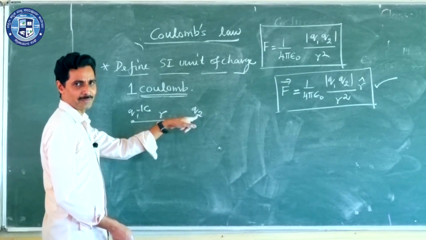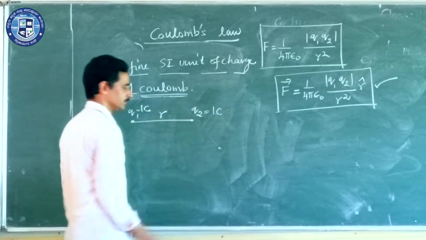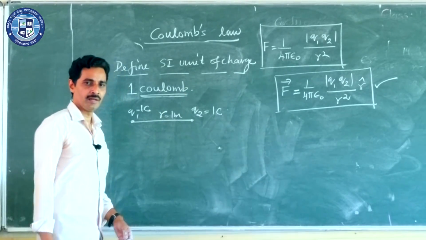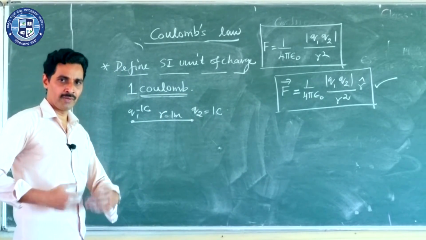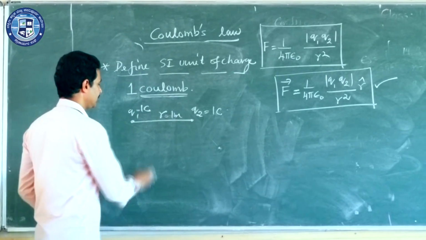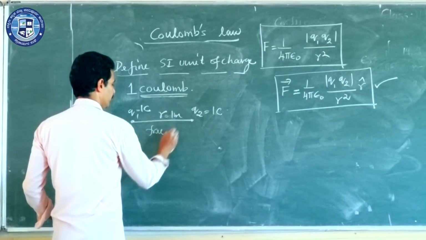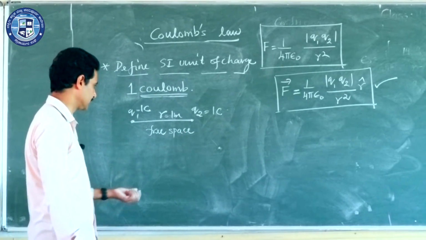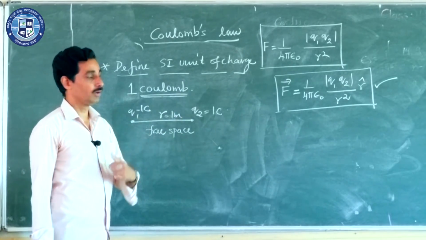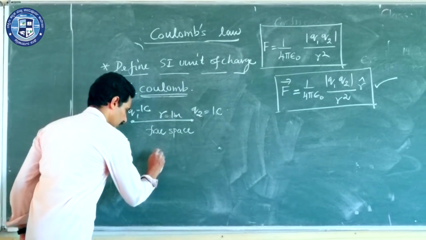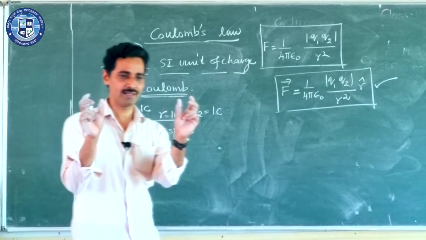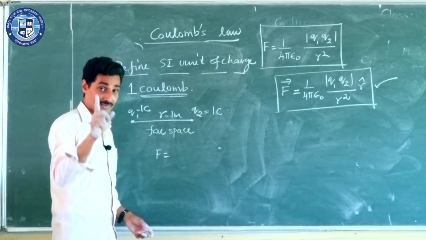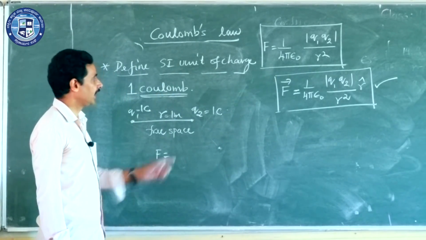Why take this as some other charge? Take this also as 1 Coulomb. Now, keep them separated by a distance of 1 meter. Enough. We will make it very convenient, our very friendly values, 1 meter. Let them be separated by a medium of free space, vacuum or air, anything. That doesn't make much difference, a very small difference. So, if you do so, how will the formula be? F equal to. Take two 1 Coulomb charges, keep them separated by a distance of 1 meter in free space, and now write the formula.